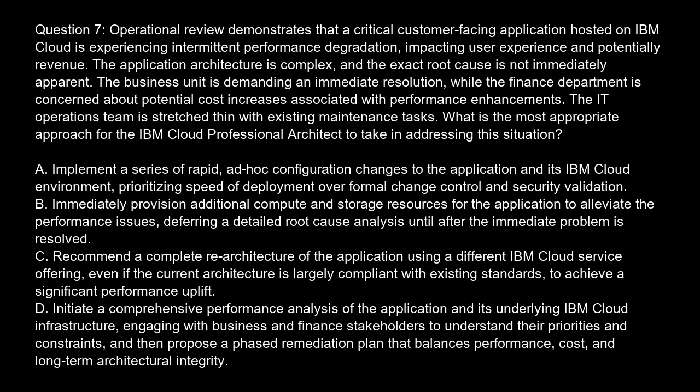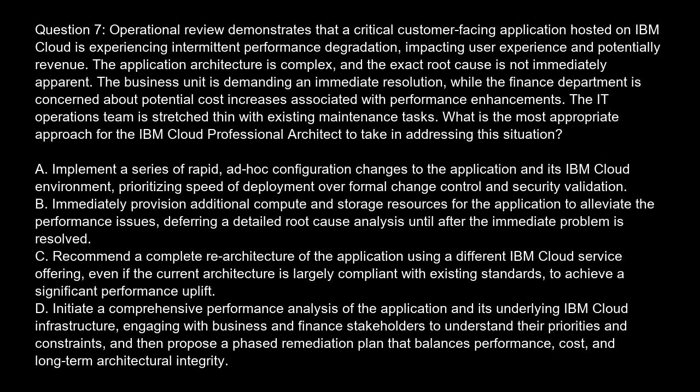Option A. Implement a series of rapid, ad hoc configuration changes to the application and its IBM Cloud environment, prioritizing speed of deployment over formal change control and security validation. Option B. Immediately provision additional compute and storage resources for the application to alleviate the performance issues, deferring a detailed root cause analysis until after the immediate problem is resolved. Option C. Recommend a complete re-architecture of the application using a different IBM Cloud service offering, even if the current architecture is largely compliant with existing standards, to achieve a significant performance uplift.